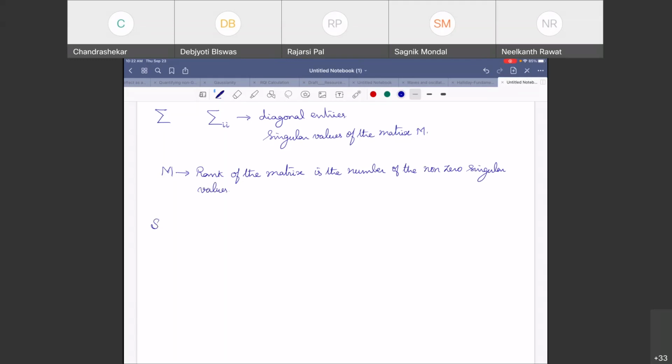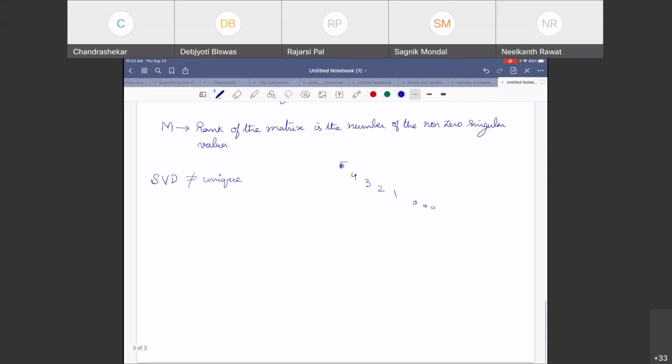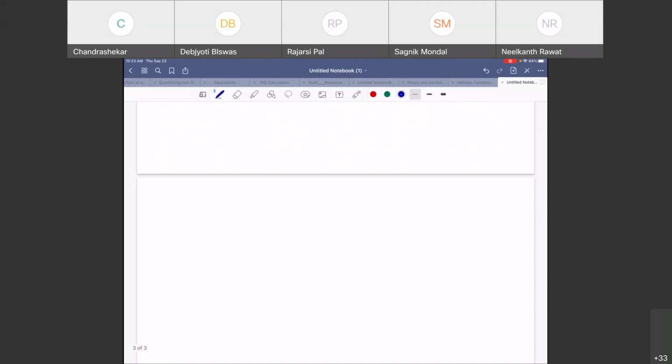So the singular value decomposition is not unique. We can choose any decomposition. In general, we choose a decomposition where the singular values are in descending order, the highest value first, and then it keeps decreasing, like 5, 4, 3, 2, 1, and the rest 0. Next we will try to prove this singular value decomposition.